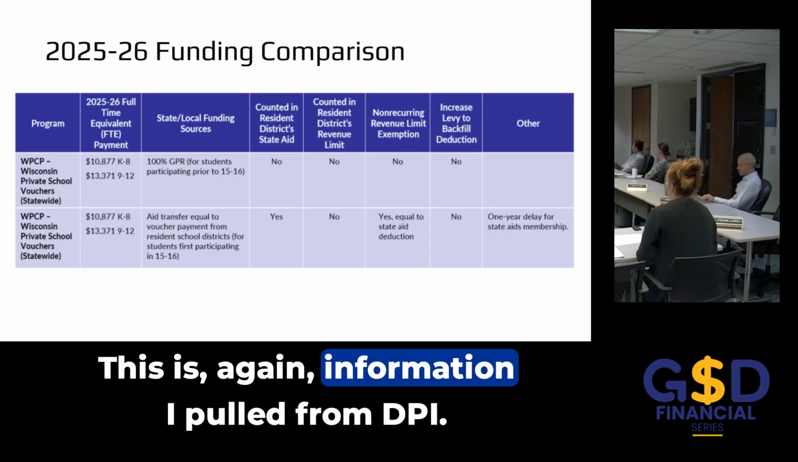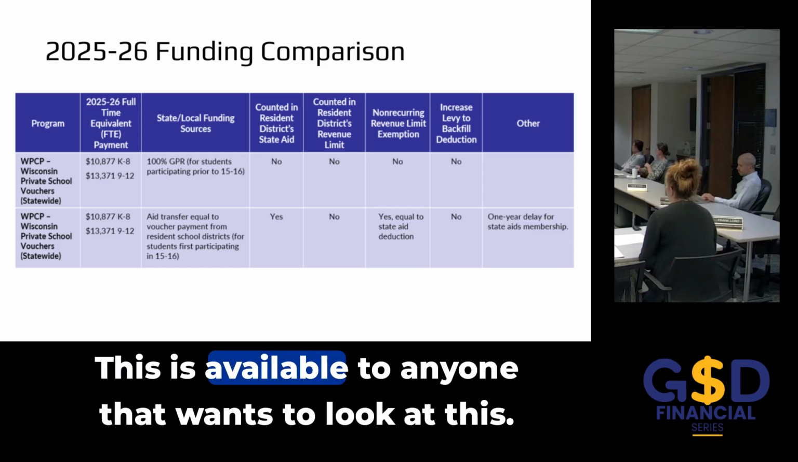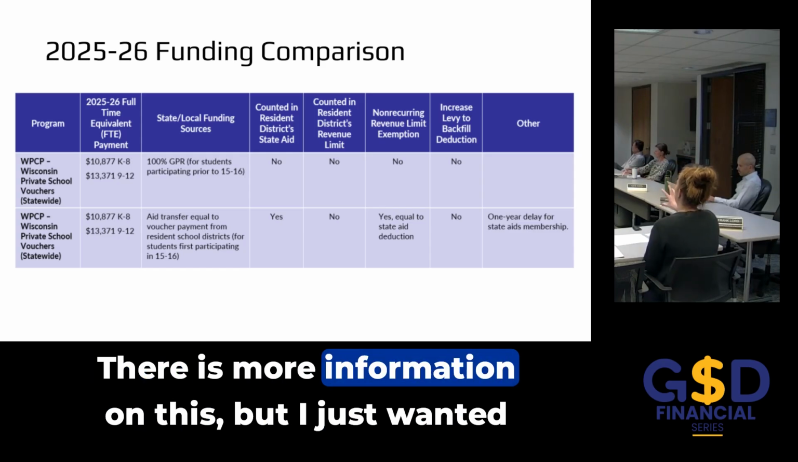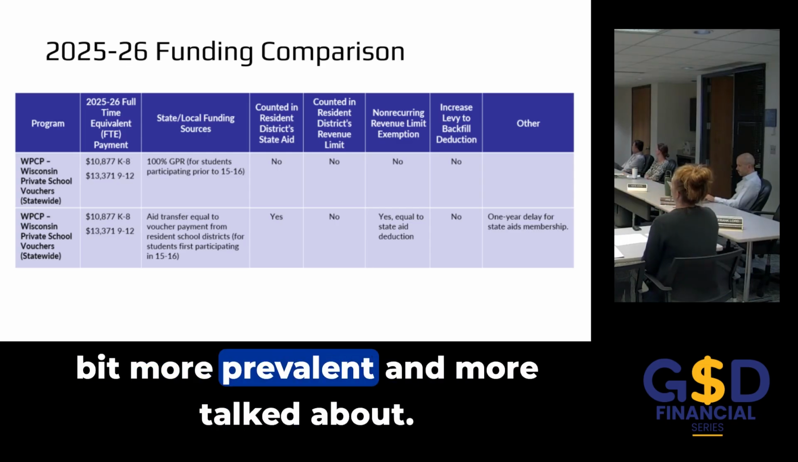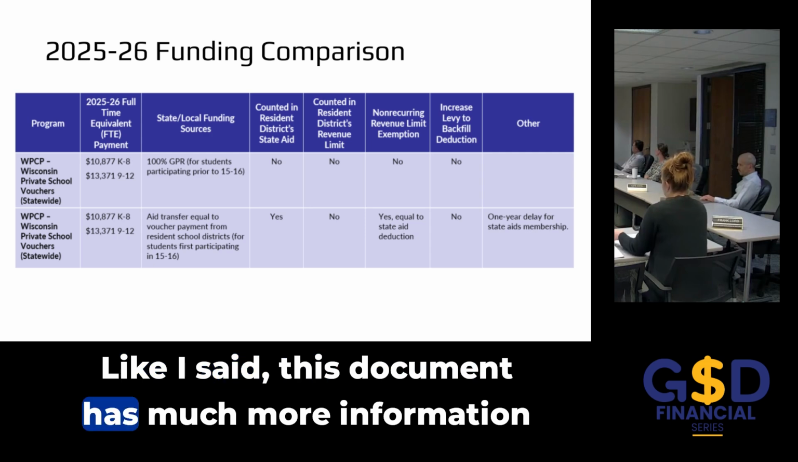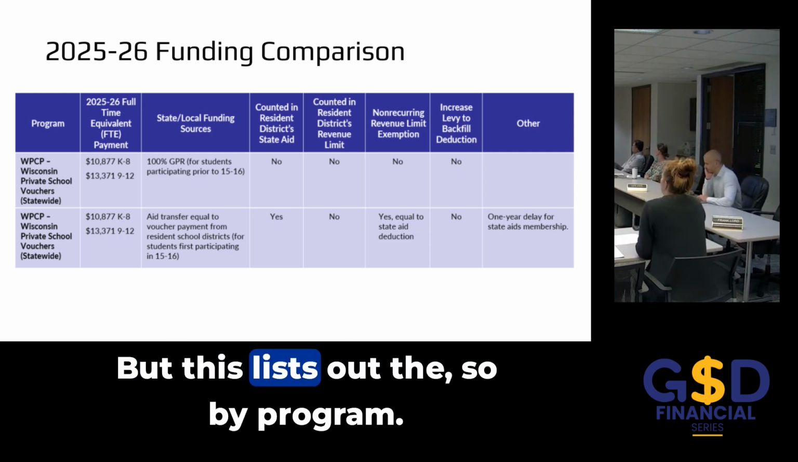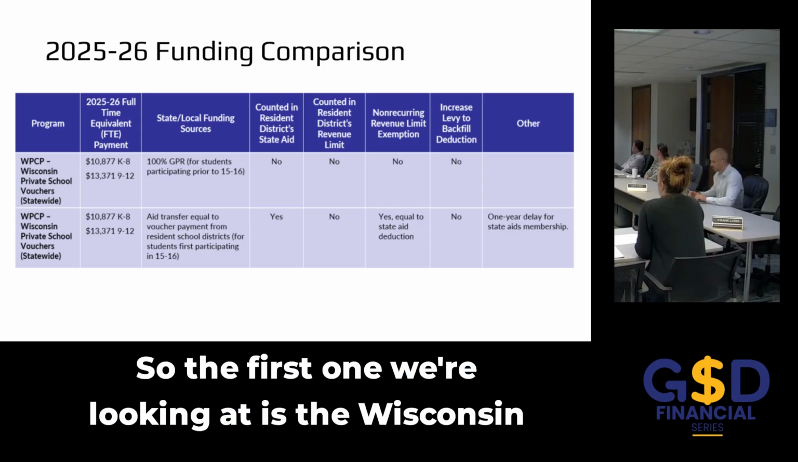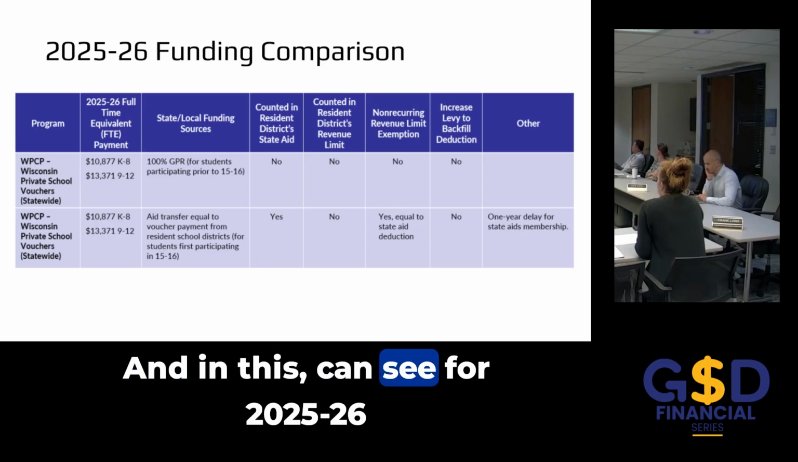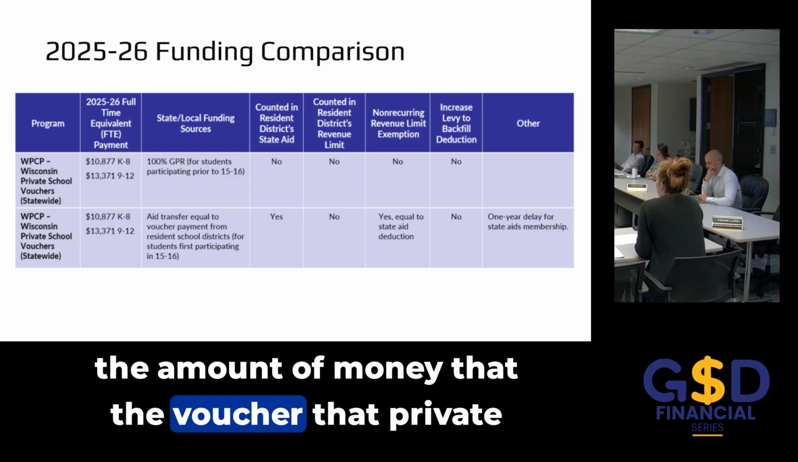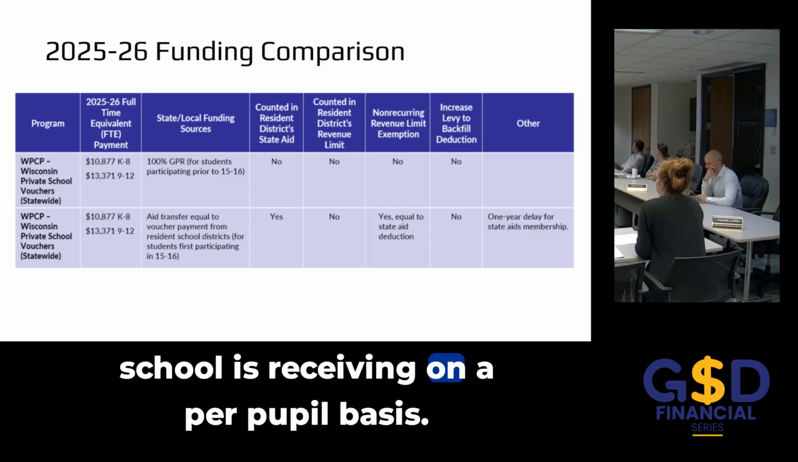This is, again, information I pulled from DPI, so this is available to anyone who wants to look at it. There is more information on this, but I just wanted to pull out the voucher programs that are a little more prevalent and more talked about. This document has much more information, but this lists it out by program. The first one we're looking at is the Wisconsin Private School Voucher Program. And in this, you can see for 25-26 the amount of money that the private school is receiving on a per pupil basis.